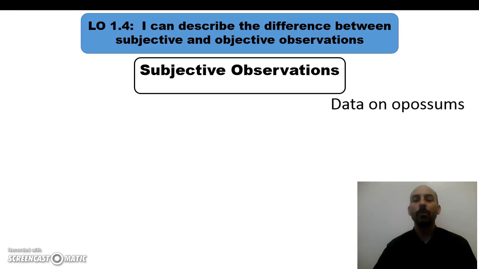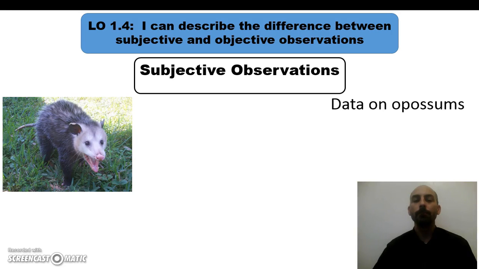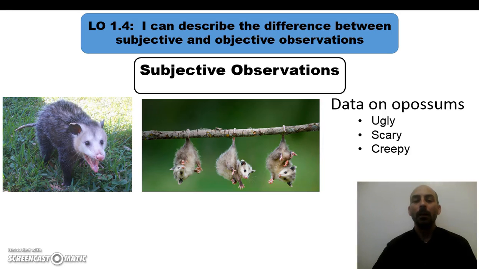Let's look at an example if we were doing research on possums. Let's say one person writes down their subjective observations on this possum, and they record that possums are ugly, scary, and creepy. Another person writes down their subjective observations on possums, and they record that possums are cute and adorable. Now we have this list of very different observations that at the same time possums are ugly yet cute, and scary and creepy and adorable all at the same time.